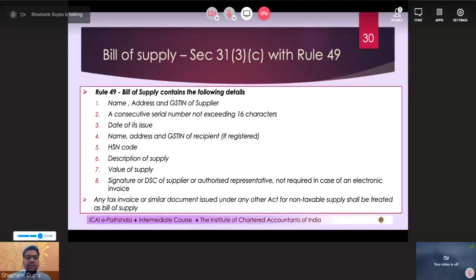These are the details which are required to be mentioned on a bill of supply. They are all self-explanatory.